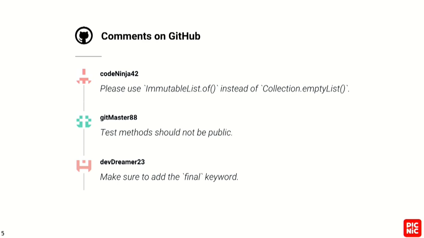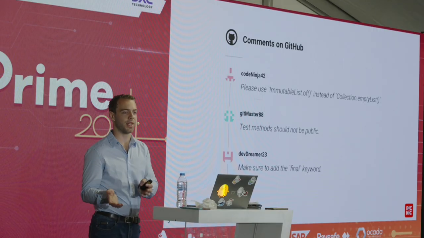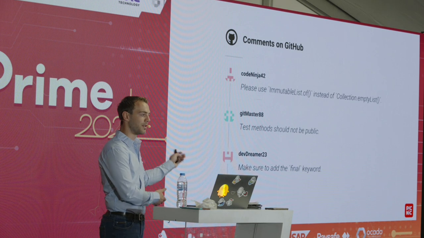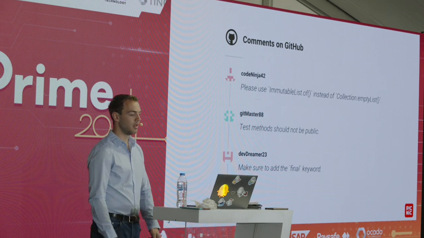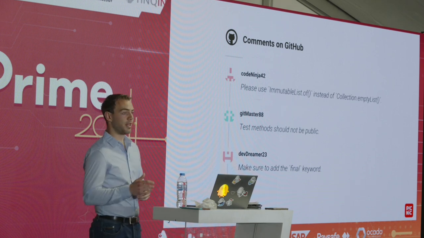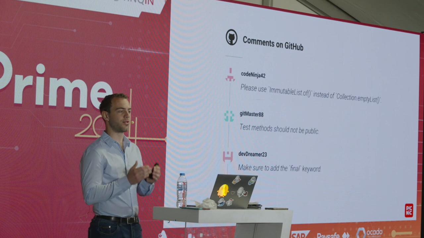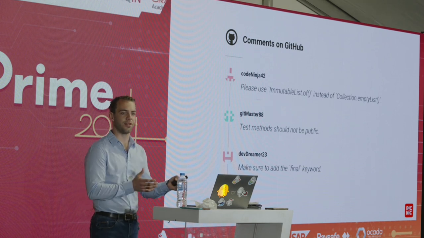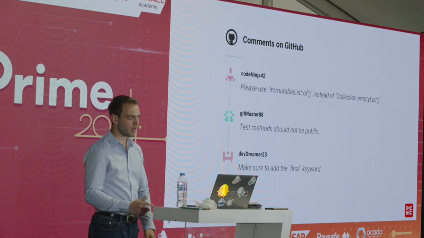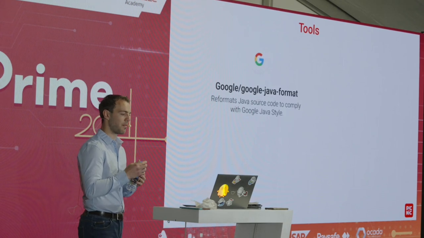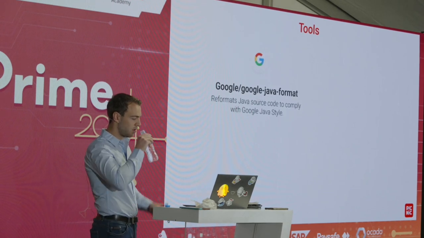As you can see, some simple examples. Why can't we simply automate that, such that we don't need to write a comment about these things? Well, within Picnic, we use quite a few different tools that try to minimize these kinds of discussions within the company. And I will take you through a few of them.